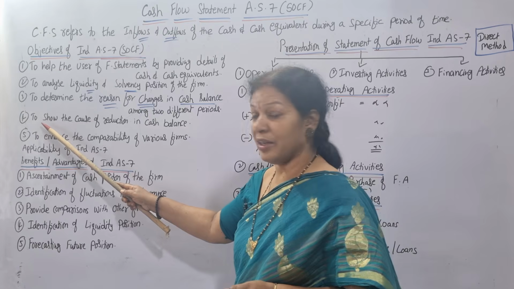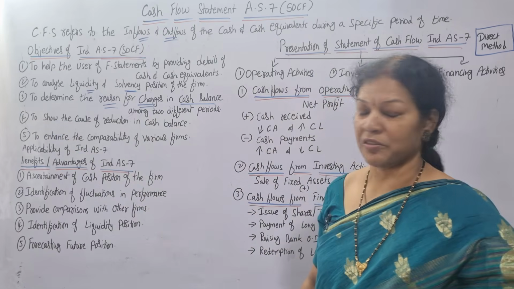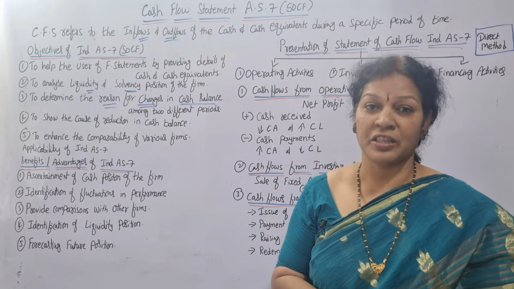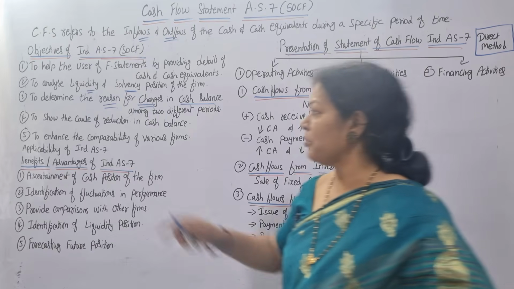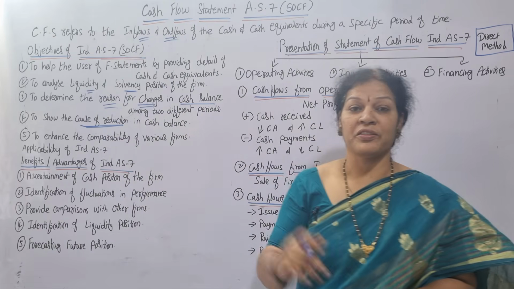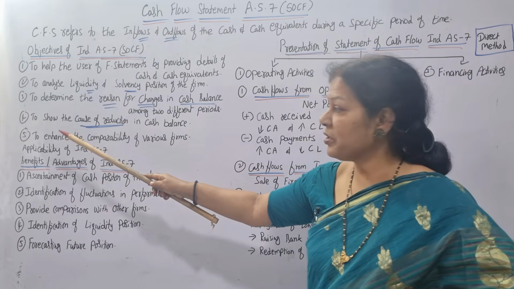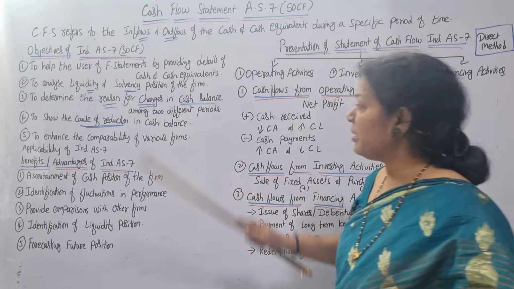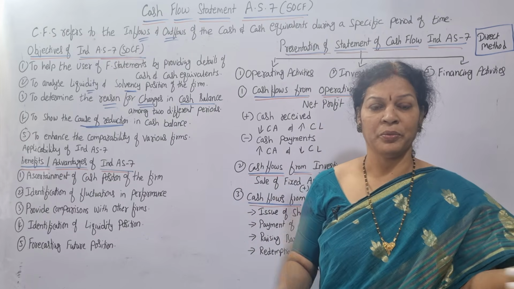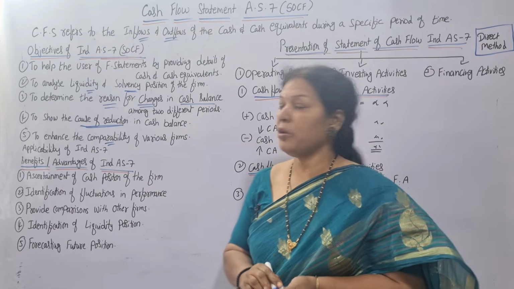In the same way, another objective is to show the cause of reduction in cash balance. Sometimes cash may be decreasing. What is the reason? Why there is a reduction in cash balance, that also you will come to know. And the second last objective is to enhance comparability of various firms, comparing one firm to another firm. That's very easy. So this is also one of the objectives. Total 5 objectives are there.